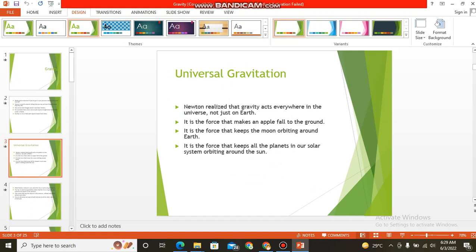It is the force that keeps the moon orbiting around the earth, moving around it in an orbit. It is a force that keeps all the planets in our solar system orbiting around the sun. It is a massive process in which every planet in our solar system rotates around our sun.